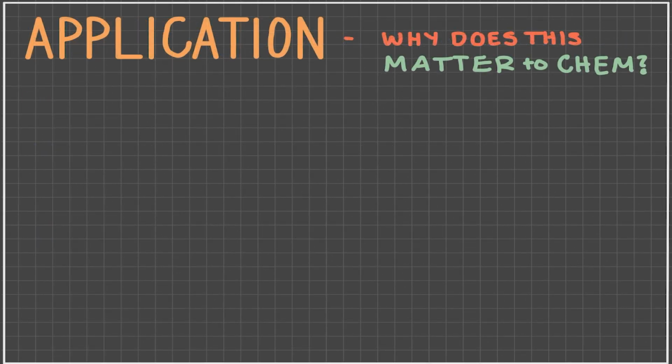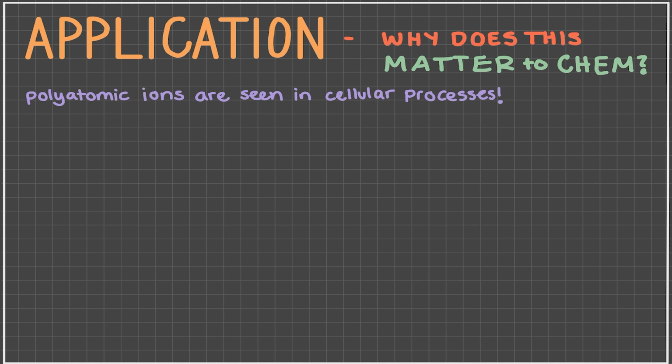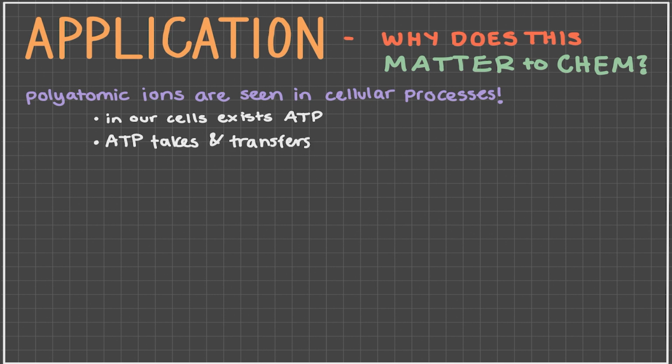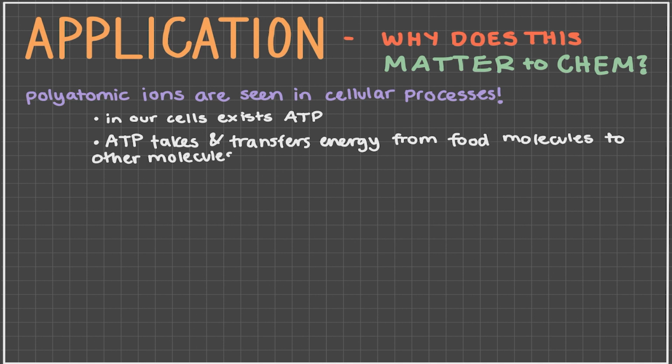I mentioned earlier that polyatomic ions are a foundational part of chemistry, and that's because they're everywhere. One super cool example is seen in cellular processes. Within our cells exists ATP, or adenosine triphosphate. When food molecules are broken down, ATP takes this energy and transfers it to other cellular processes that require energy.